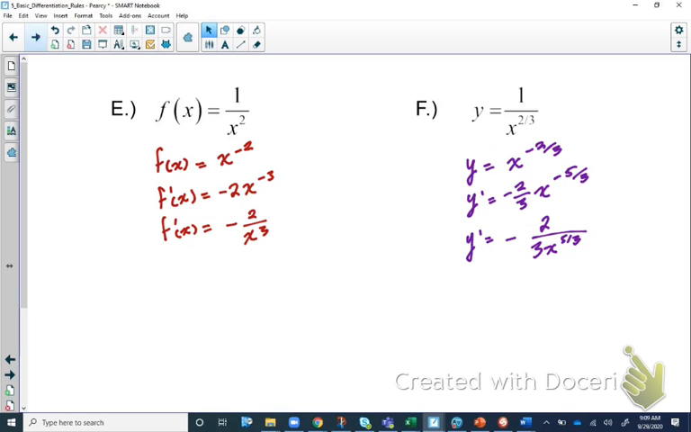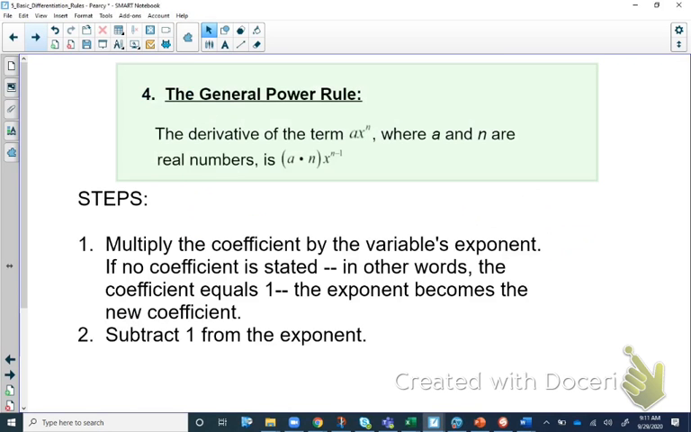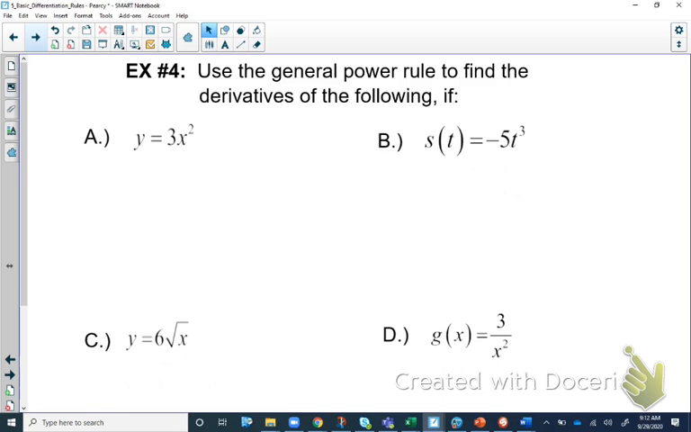So let's move on here. Now the difference between the power rule and the general power rule really is just the name. Because what we were doing a second ago with the power rule and what we're going to do here with the general power rule are the exact same thing, except now you're going to have a coefficient that's something besides 1. Okay, so maybe it'll be an integer, maybe it'll be a fraction, we don't know.